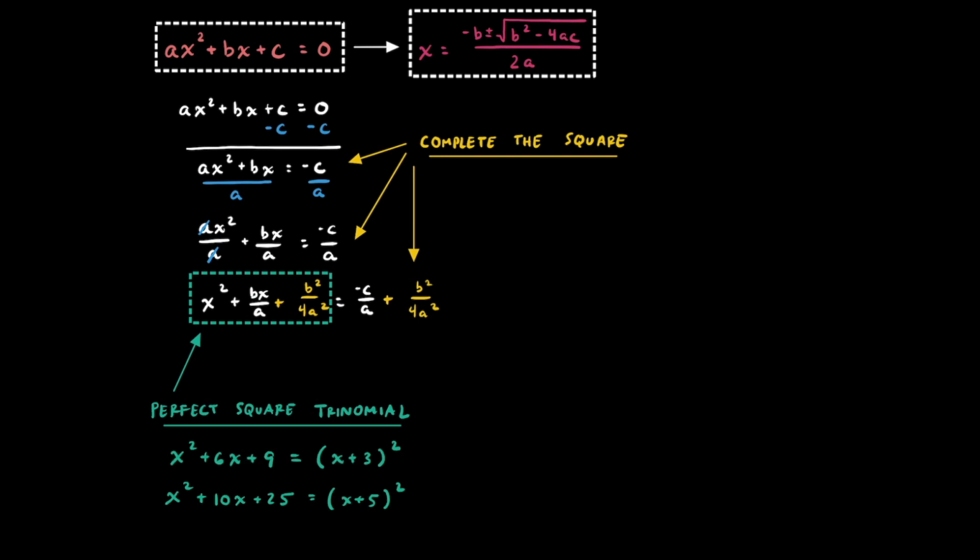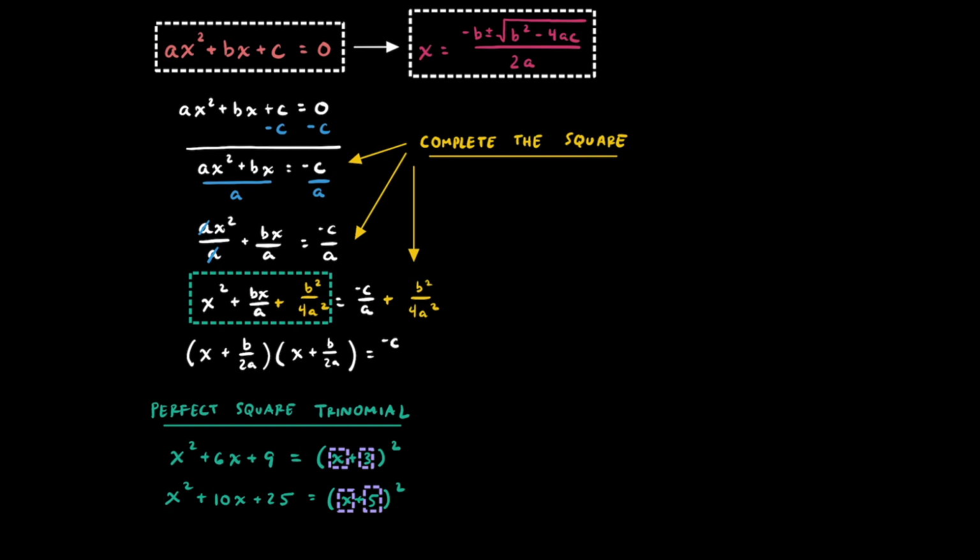Here are some examples of less scary looking perfect square trinomials. Notice how the first and last terms are always perfect squares, and when they're factored, their square roots are in the binomials. The square root of x squared is going to be x, and the square root of b squared over 4a squared is going to be b over 2a. We're going to have 2 of these here.